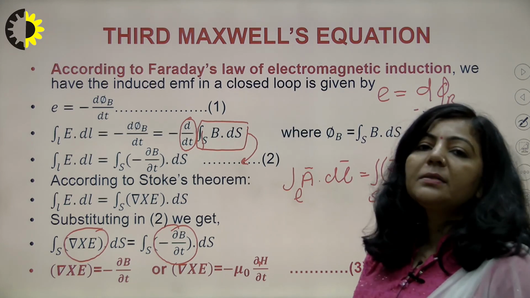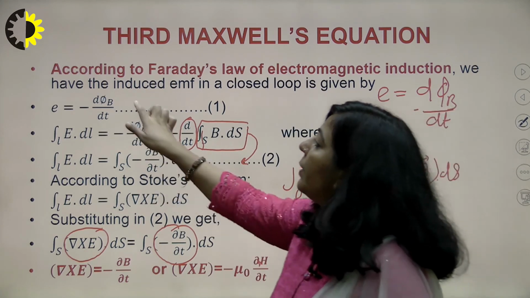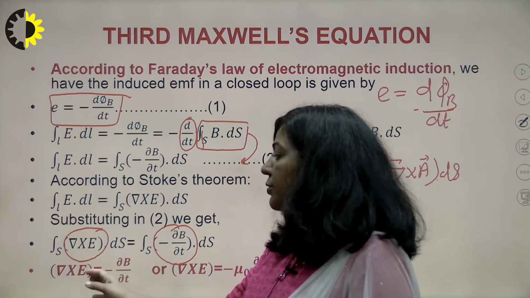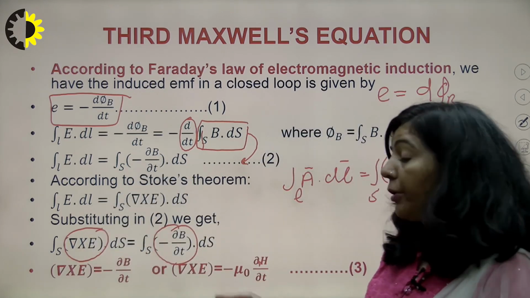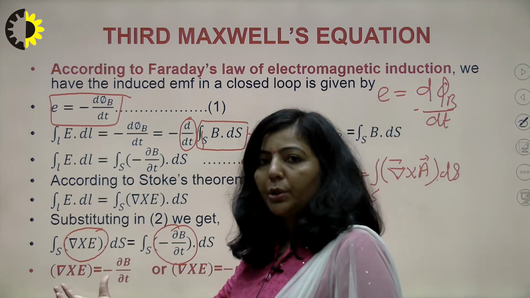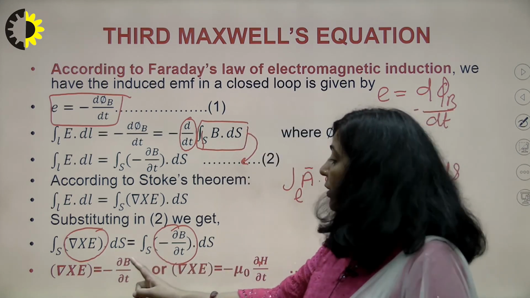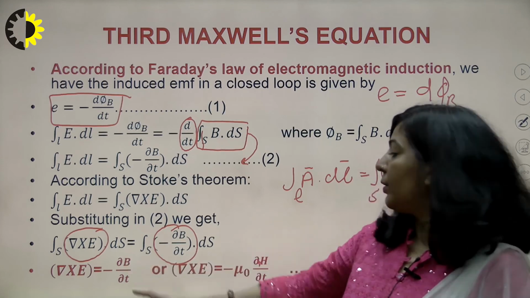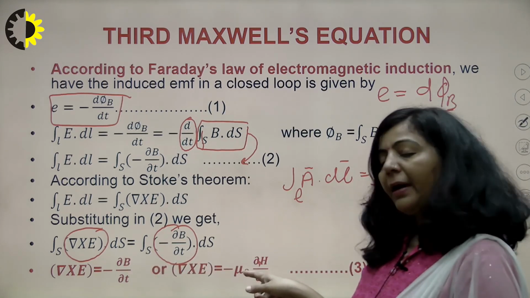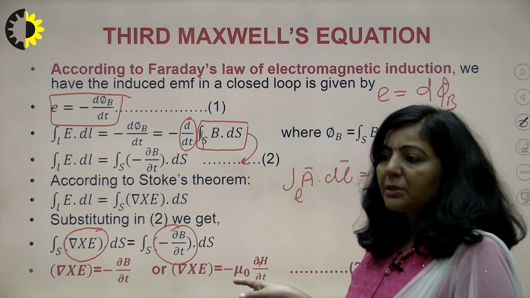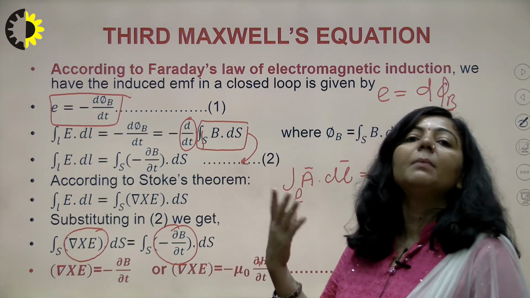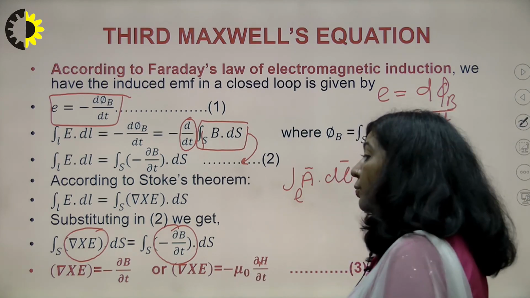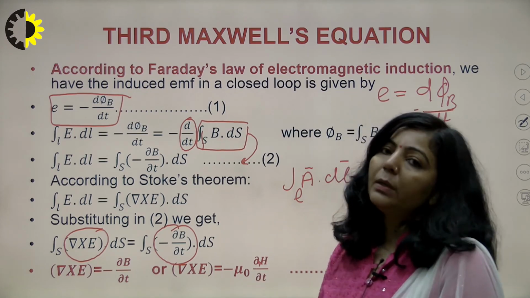And what is this? It is actually the differential form of Faraday's law of electromagnetic induction, right? Because if you solve it, you will get the differential equation here. So this is your Maxwell third equation. You can also write this equation as del cross E equal to minus del B by del t, where B is mu naught into H. This is in free space; you can write mu naught because that is the permeability in free space, but for a particular medium you have to write the permeability of that medium. So del cross E is minus mu naught del H upon del t. These are the two different forms of the Maxwell third equation.